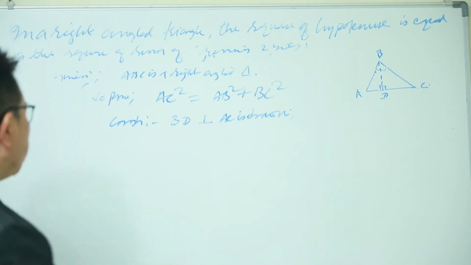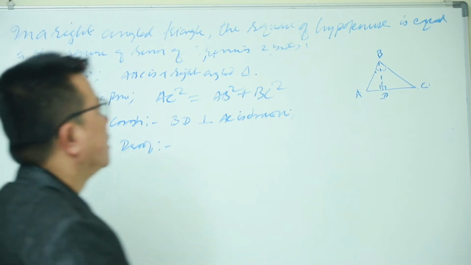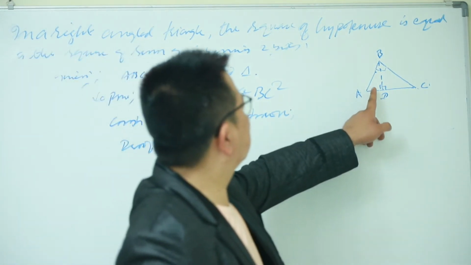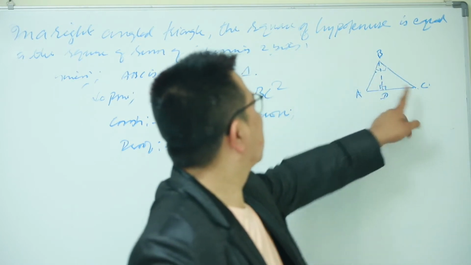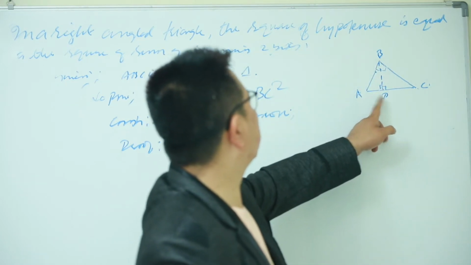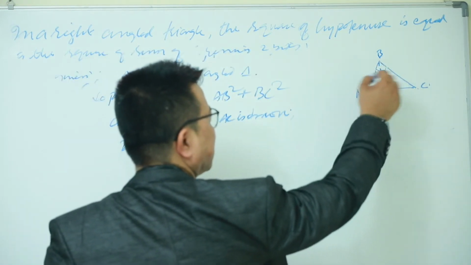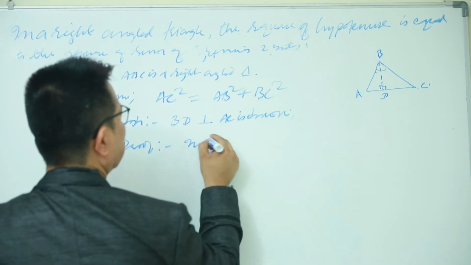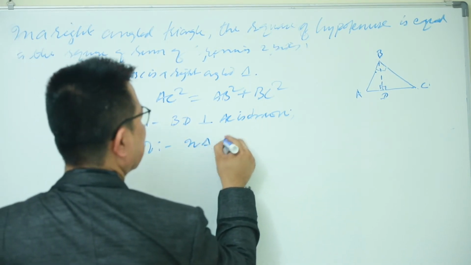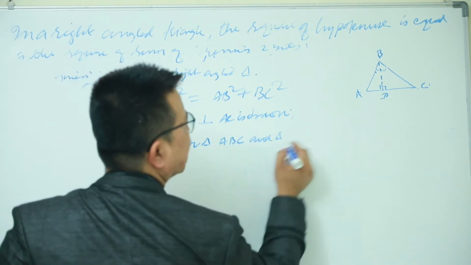Now, proof. In triangle ABC and triangle ADB, there are two triangles. One is the biggest triangle, one is the smallest triangle. You take the small triangle. In triangle ABC and triangle ADB.